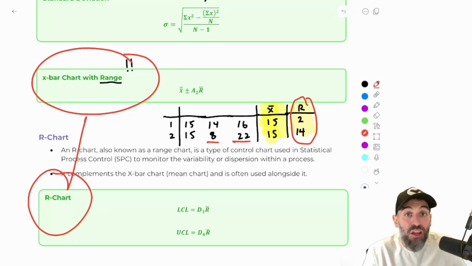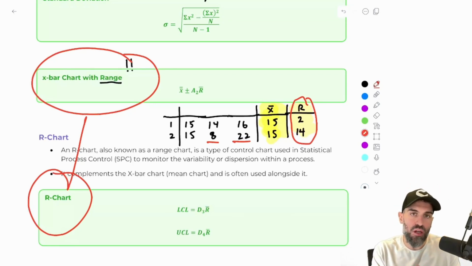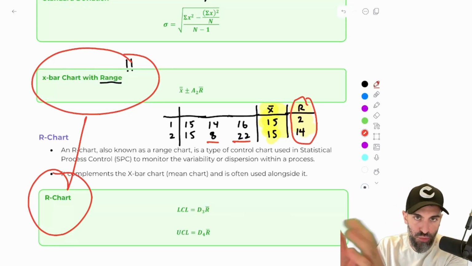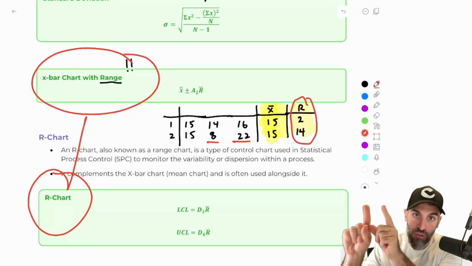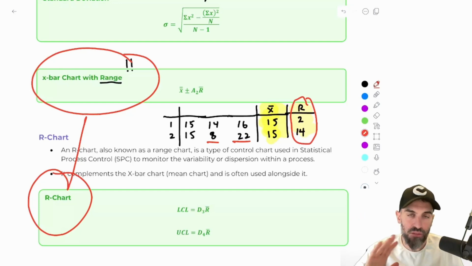So on an exam, they may or may not tell you that. They might just say, use the appropriate control charts, and it'll be up to you to decide, okay, I need to use the X-bar chart with the range because I don't have the standard deviation, but then that means I also need to do the R chart, okay? Good. Now let me show you guys everything I just said.